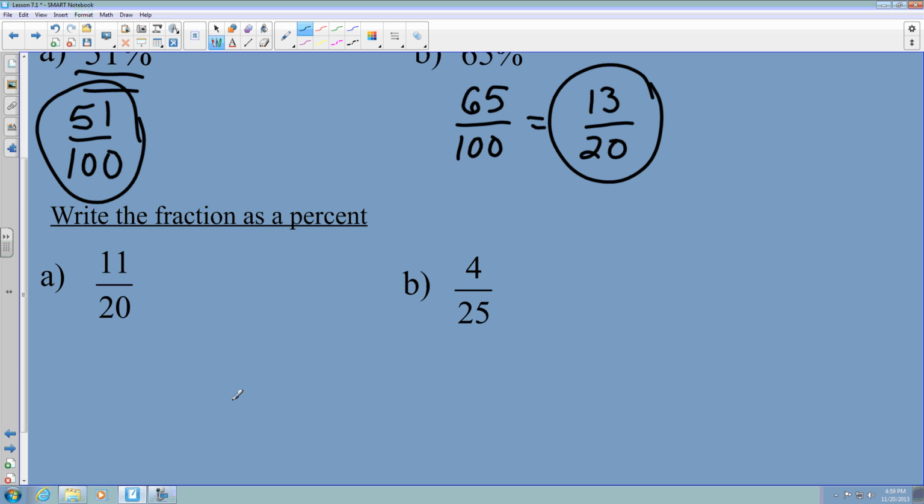Now, for these ones, I want to be able to write these fractions as percents. So I want to do the reverse. Now I want to see if I can get my denominator to 100. Same thing for A and B. What I have to do to the denominator is multiply it by 5, because 20 times 5 gives me 100. And since I did that to the bottom, I must do the same thing to the top. So 11 times 5 gives me 55. And 55 over 100 is going to be 55%.